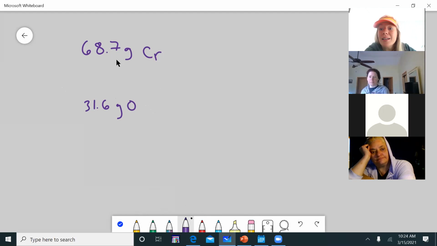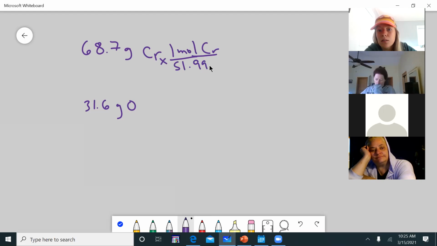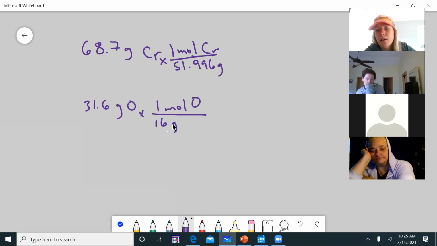Now, we don't want to stay in grams. We need to get it into moles. I see regularly students just going with these values and dividing by the smallest one. No, first we've got to get a molar relationship. So 1 mole of chromium is going to equal 51.996, something like that, grams. For oxygen, 1 mole of oxygen is always 16 grams of oxygen. So we calculate those out so that we can get our mole values.